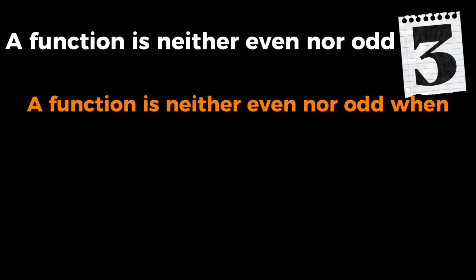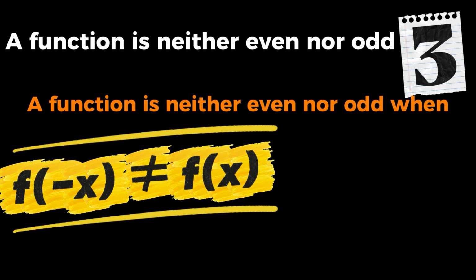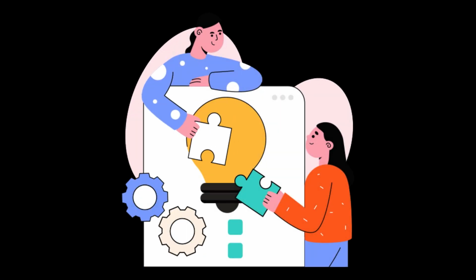Now, what is the last category? A function that is neither even nor odd. A function is neither even nor odd if, when you replace x with negative x, some terms change sign and some remain unchanged. In that case, the function satisfies neither the condition of being even nor the condition of being odd. In mathematical terms, f of negative x is neither equal to negative f of x nor equal to f of x. So we have defined them so far.